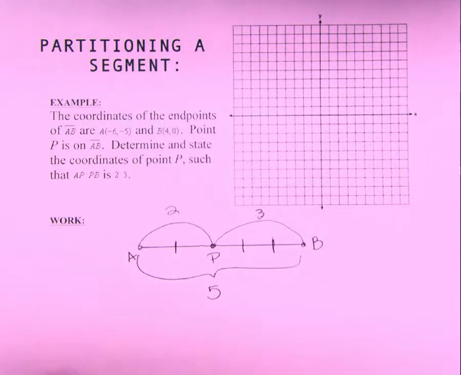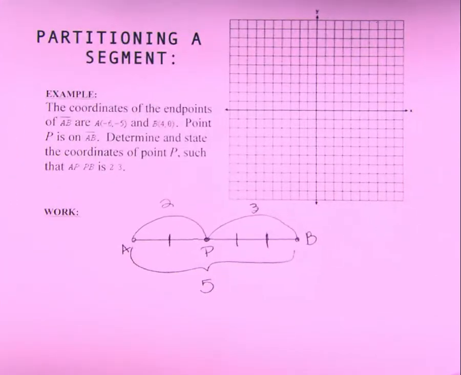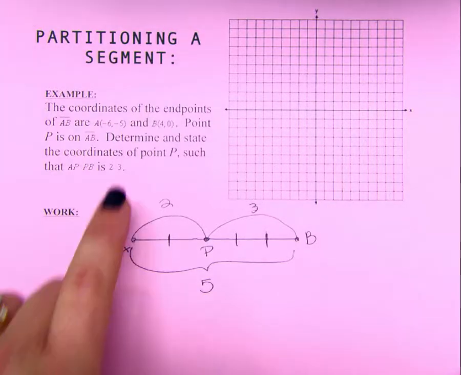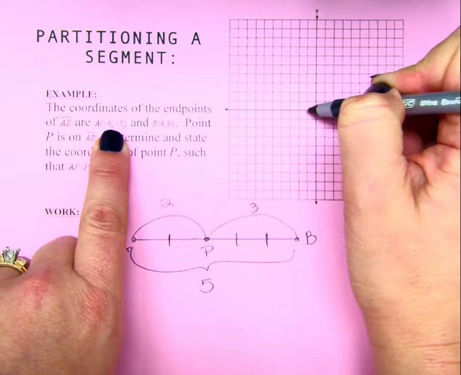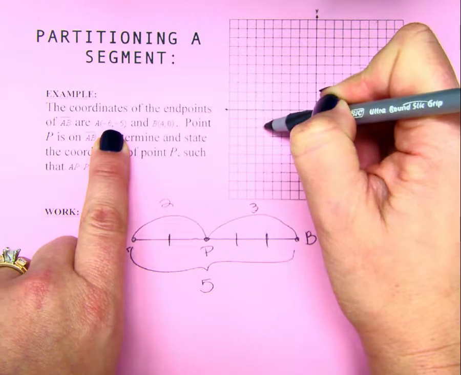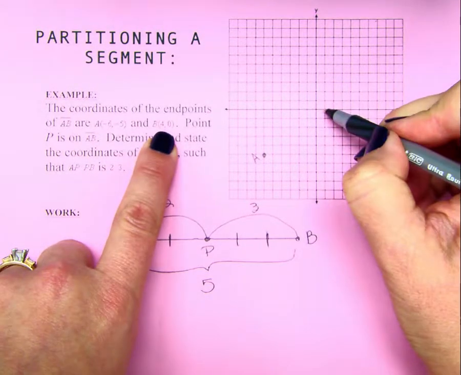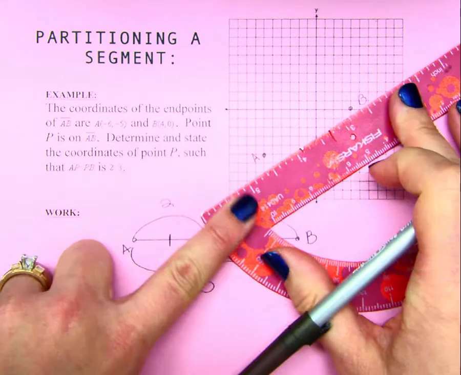So, what we want to do is try to find the point on that segment that is going to break it up into the ratio of 2 to 3. What we really want to do is take the segment and break it up into 5 equal pieces. So let's start by plotting the 2 points that were given. The first point was -6, -5. That's point A. And point B is 4, 0, so over 4 and up 0, and that's point B.